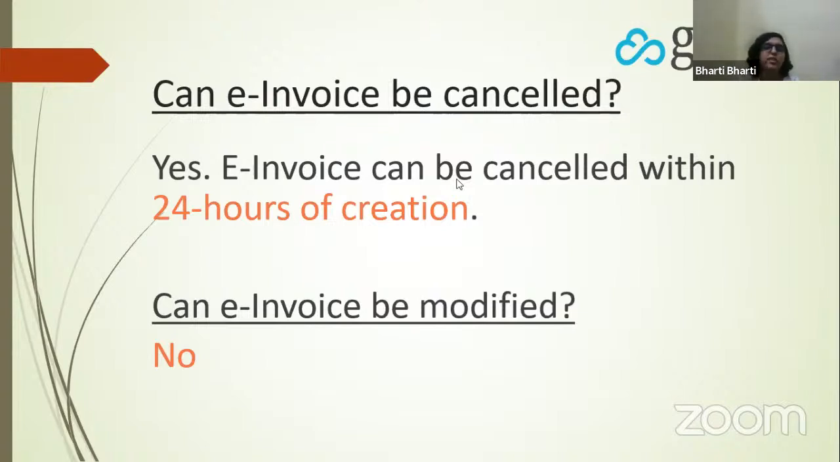Let's say I have created an invoice number 120. Then I saw that by mistake I have given the wrong quantity in the invoice. Now, if I want to modify it, I cannot do it. So I'll cancel that e-invoice and generate a fresh invoice. So the number in that will be 121. I cannot use 120 again.